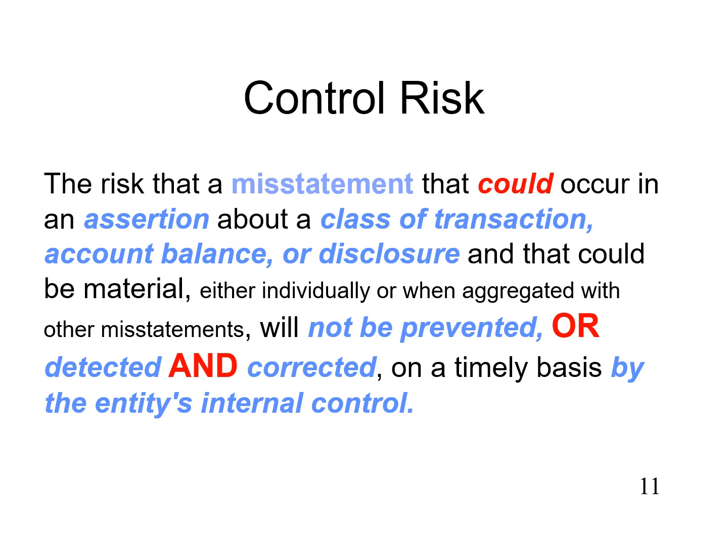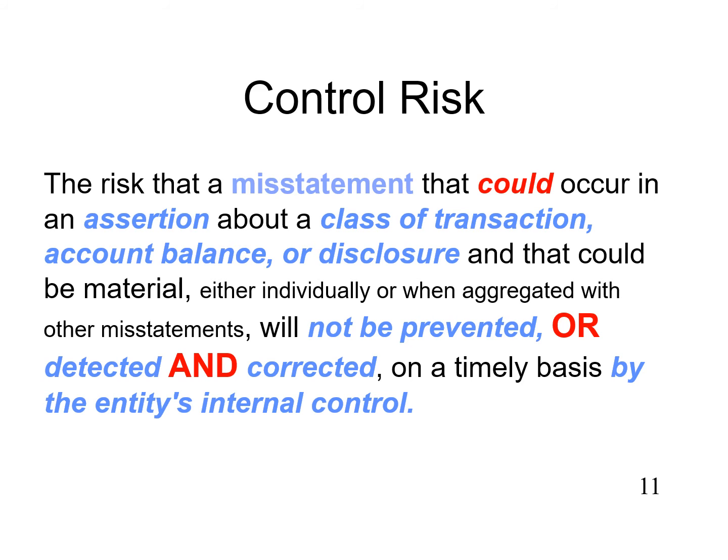Control risk is the risk that a misstatement could occur in an assertion about a class of transactions, account balance, or disclosure that could be material, and will not be prevented or detected and corrected by the internal controls. So let's think for a minute that a material misstatement could occur. Not that it will occur, not that it did occur, but it could occur. So control risk implies that it could occur. Wherever I see the word assertion, I think transactions, balances, and disclosures.